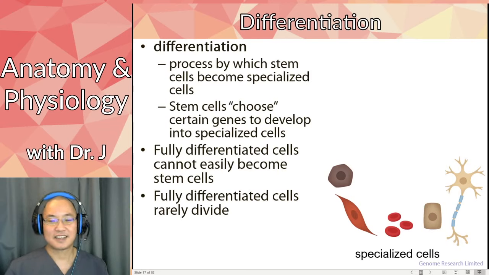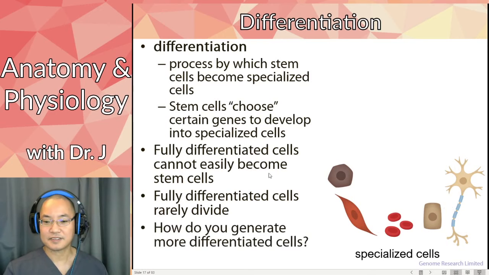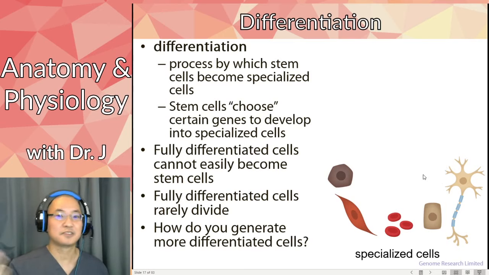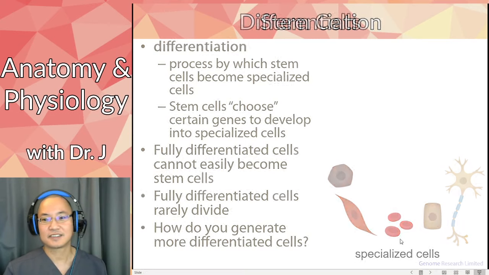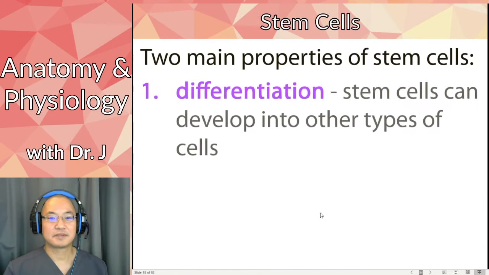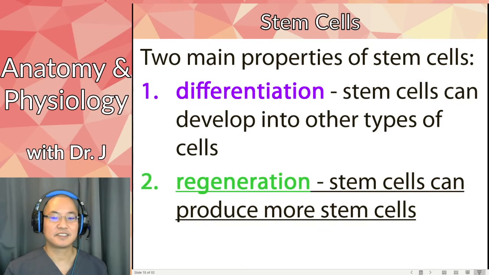But as these cells become more specialized, they become less occupied with cell division and more preoccupied with their specialty. So how do you generate more differentiated cells if, once you generate a neuron, they don't divide, or most neurons don't divide? There's those special ones in the olfactory bulb. But how do you generate more differentiated cells, especially red blood cells that no longer have a nucleus? Well, again, remember the two properties, differentiation and regeneration.